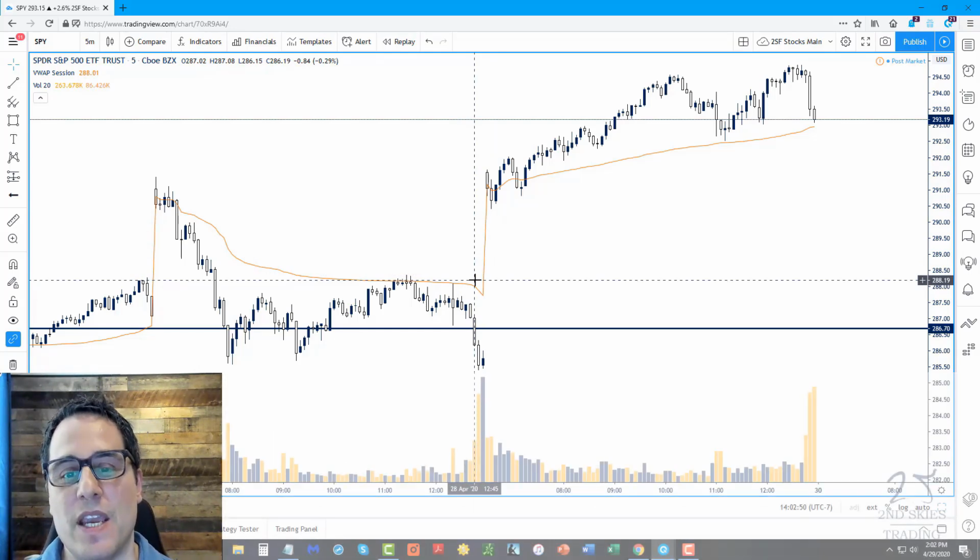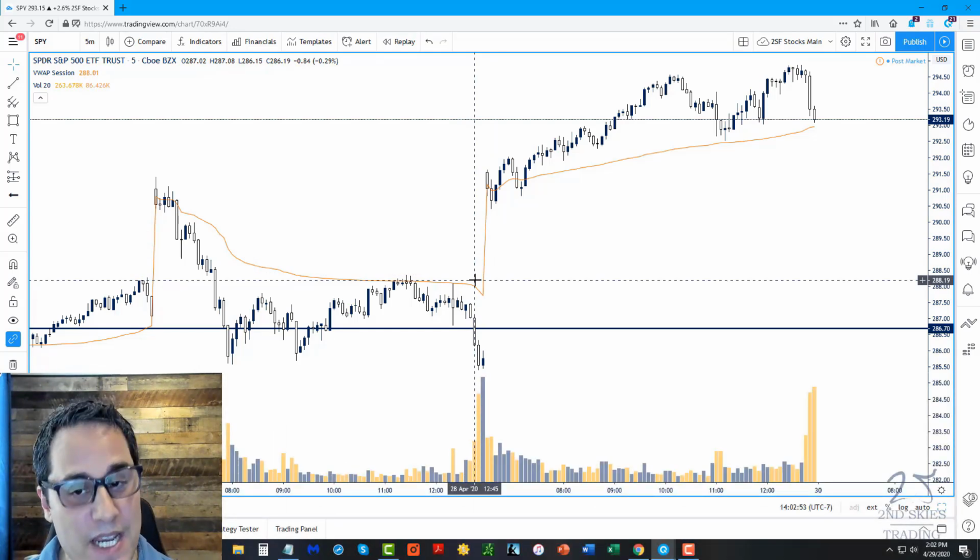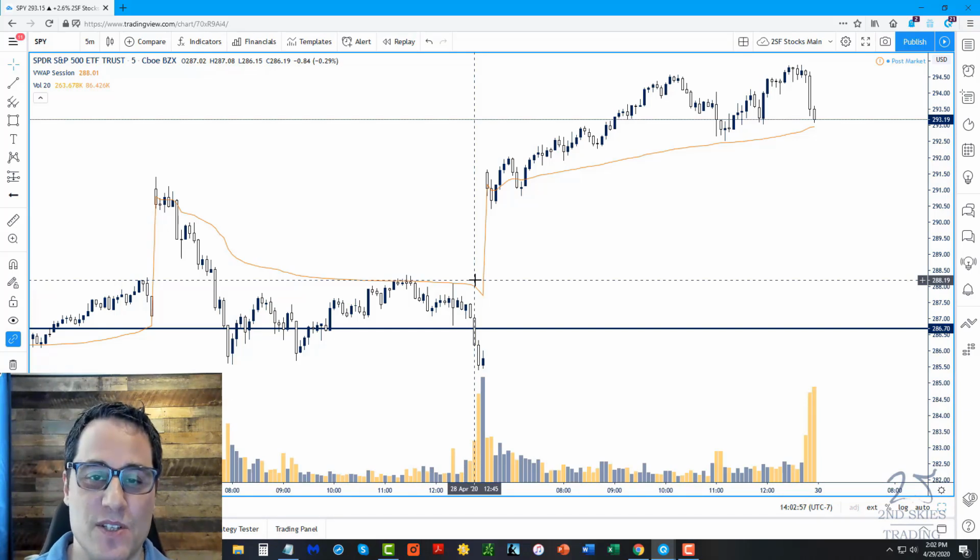You only want to be thinking about the VWAP for today when you are day trading. When you're swing trading, it's a slightly different deal, which we'll get into in a little bit. But just understand that the VWAP today is important. Yesterday doesn't matter. So, three key points on how to think about VWAP.